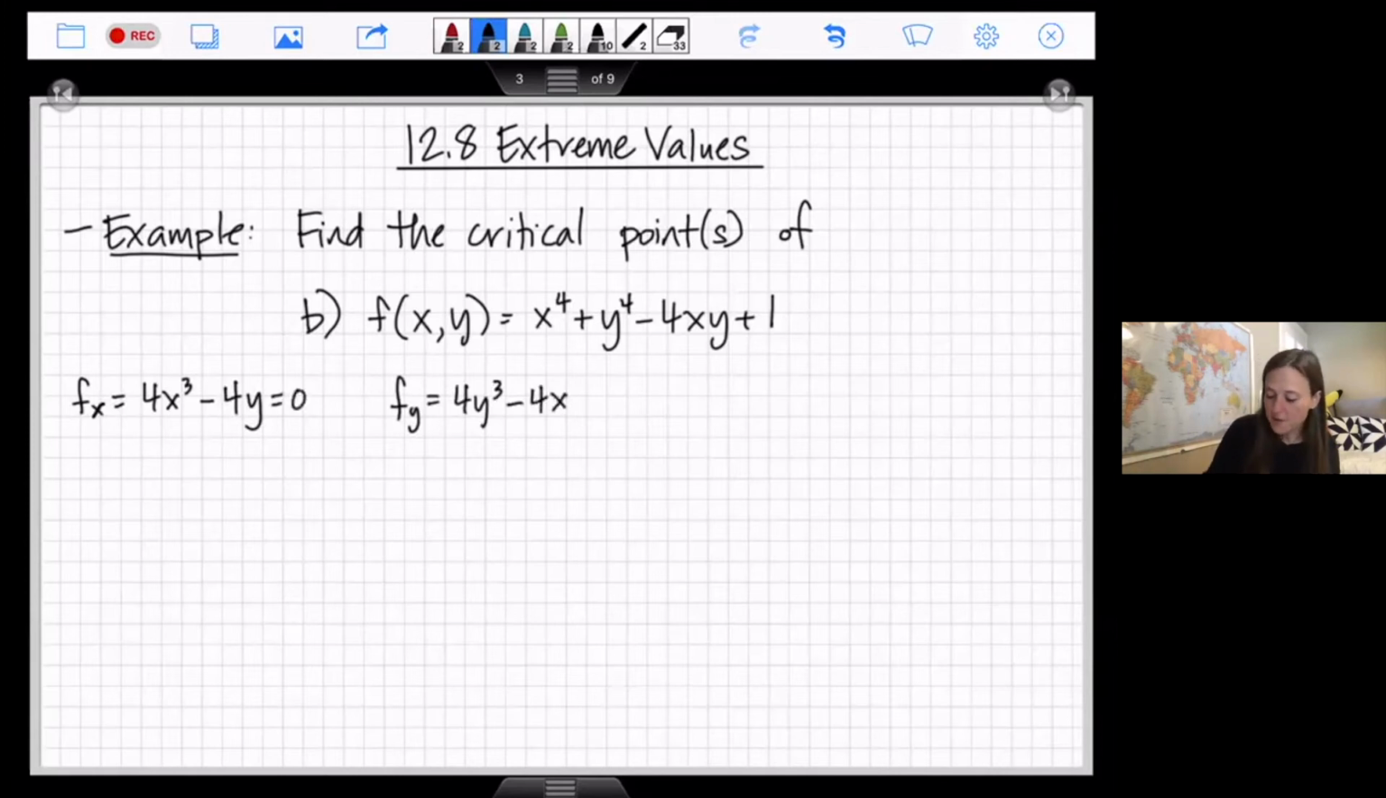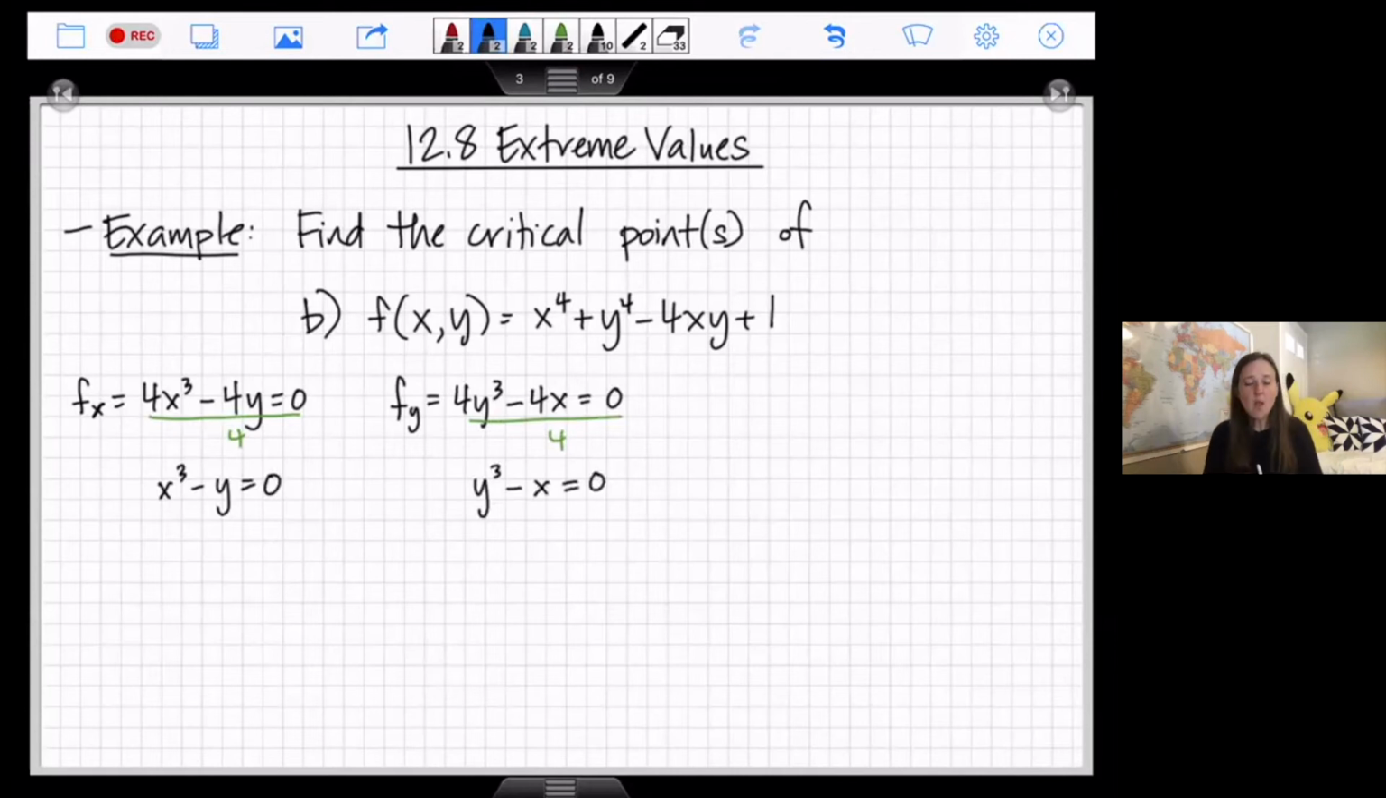And we're going to try to figure out what points make both of these equations equal to 0 at the same time. All right, the first thing I'm going to do is divide everything by 4 because I've got lots of constants, just to make this look simpler. Divide by 4 on both sides. So I get x cubed minus y equals 0, and y cubed minus x equals 0. All right. So I need to figure out where both of these are equal to 0 at the same time.